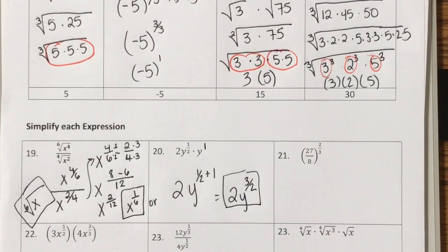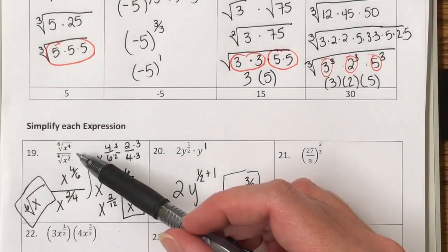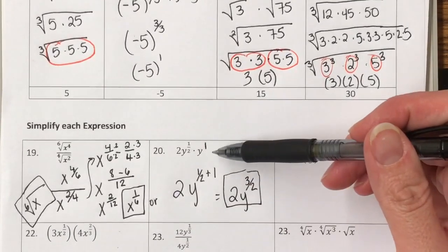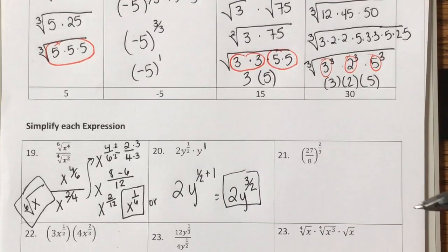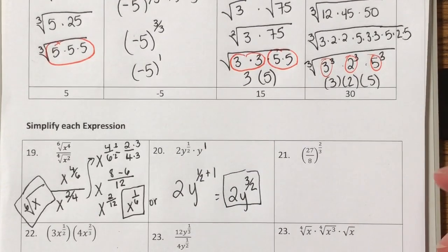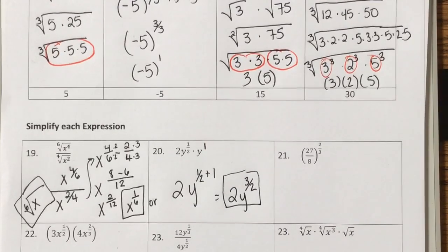Again, if you remember what I said yesterday, if it starts as a radical, you want it to end as a radical. Starts as an exponent, end as an exponent. If you want to go further with it, you can, but truth is, this is simple enough.